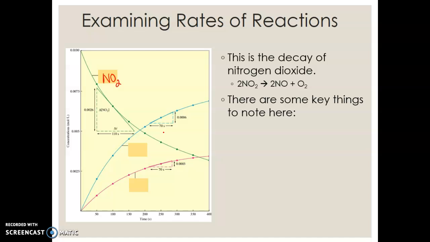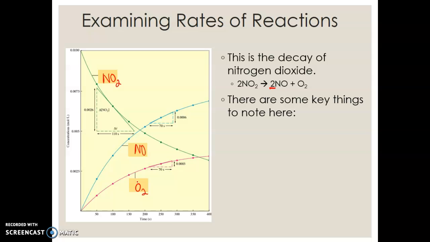And then we have two products, and we have two lines here that are showing the products. Now, if you notice in the equation, we have 2 moles of nitrogen monoxide and only 1 mole of O2. So when we're trying to determine which curve is going to be which product, since this looks like it's almost twice as much as this bottom curve, this is going to be NO, and this is going to be O2.